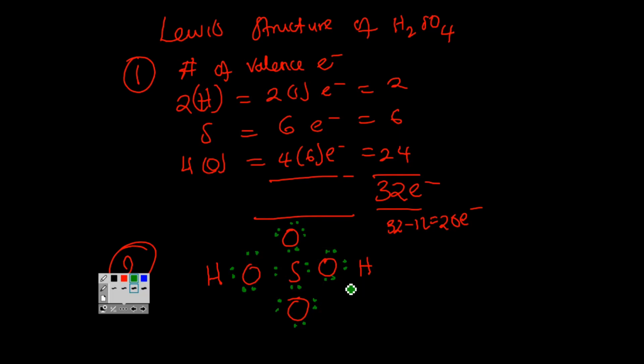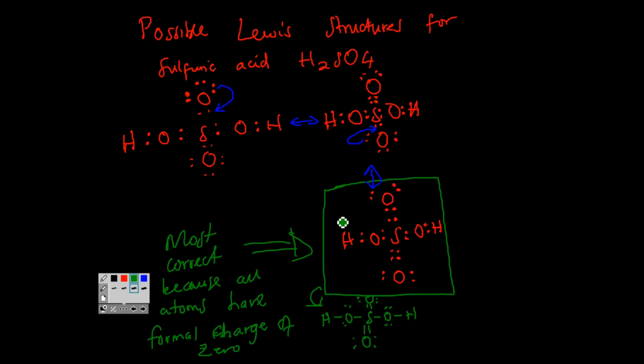But this is not the correct Lewis structure, because now the formal charges are not going to be 0 for these oxygens. It's going to be -1 for this one, -1 for this one, and +2 for sulfur. Just a review on how to determine formal charges. Before doing the formal charges, let's draw other possible Lewis structures for sulfuric acid.